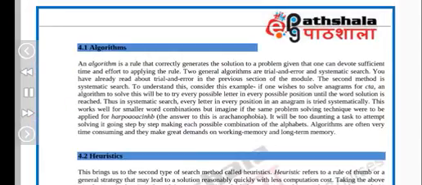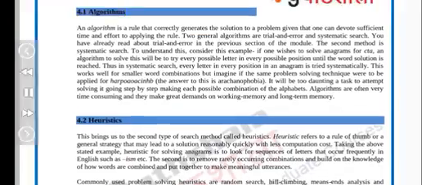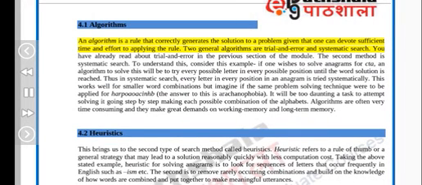Problem-solving methods. Algorithms, heuristics. Paper number 1. Cognitive science. 4.1 Algorithms. An algorithm is a rule that correctly generates the solution to a problem given that one can devote sufficient time and effort to applying the rule. Two general algorithms are trial and error and systematic search. You have already read about trial and error in the previous section of the module. The second method is systematic search.